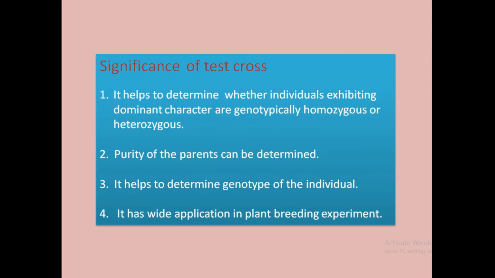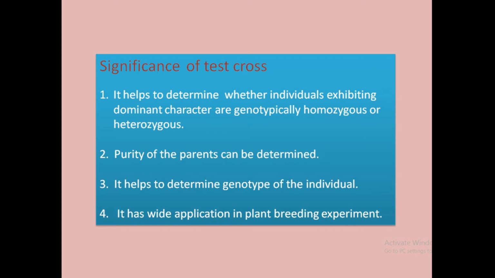Now, the significance of test cross. It helps to determine whether an individual exhibiting a dominant character is genotypically homozygous or heterozygous. As we have seen in the example, we can know whether it is capital W small w or capital W capital W. So the purity of the parent can be determined from the test cross. It helps to determine the genotype of the individual.